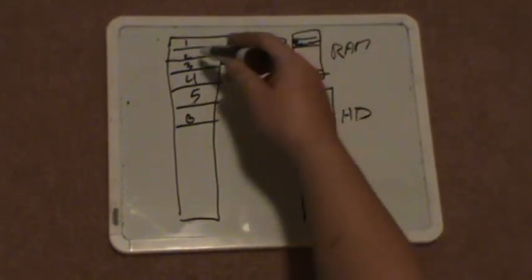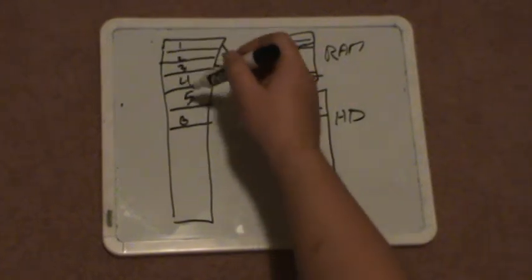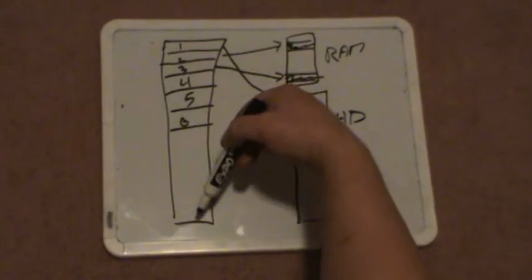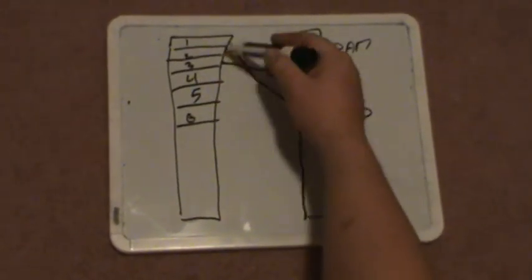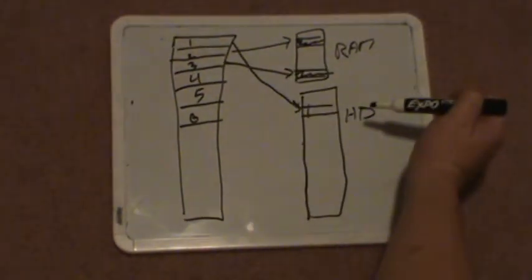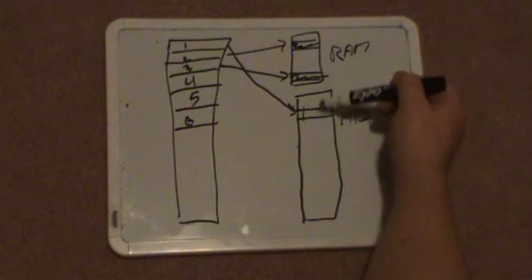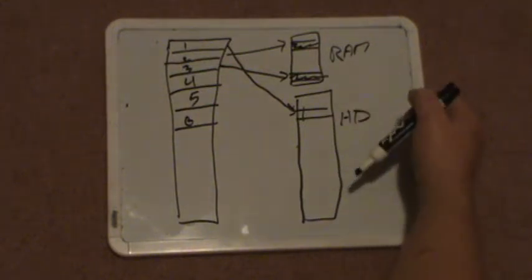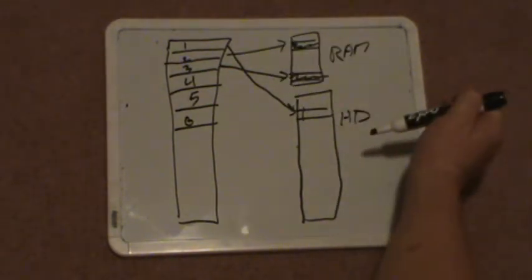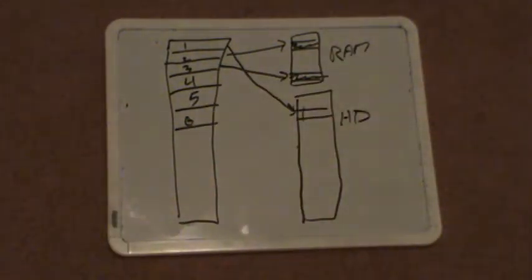As it's going on, somebody just has to translate. Your program deals with this set of addresses that looks nice and clean and contiguous. But really what it's trying to do is access RAM or hard disk or whatever. Somebody else is doing the translating. That's what's going on inside the page table.